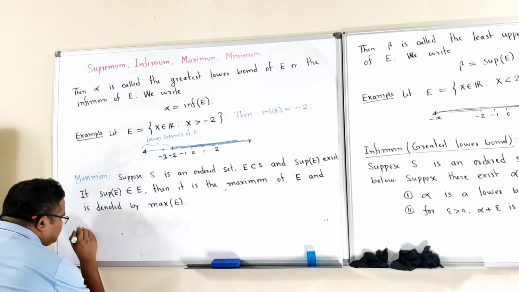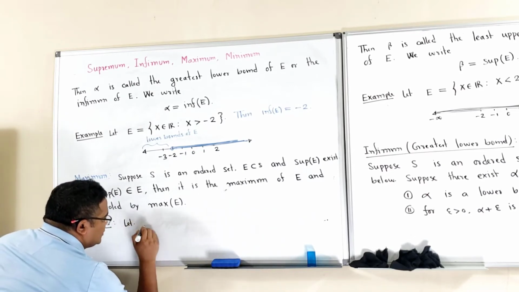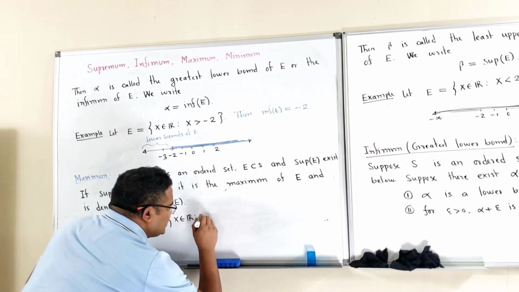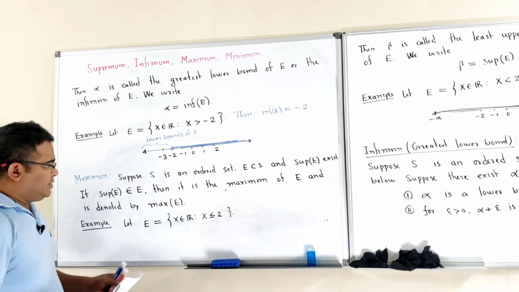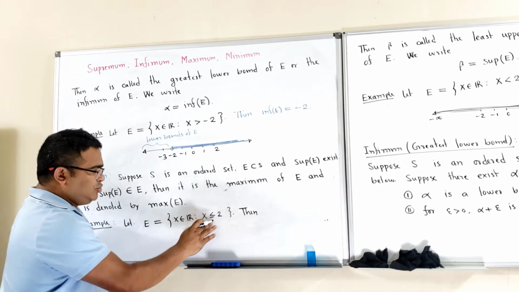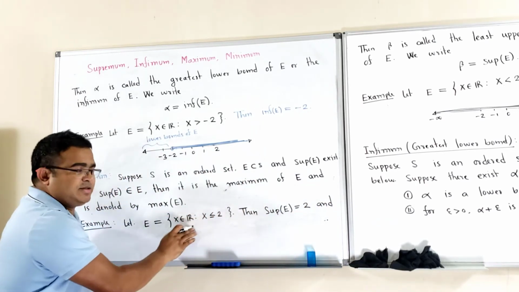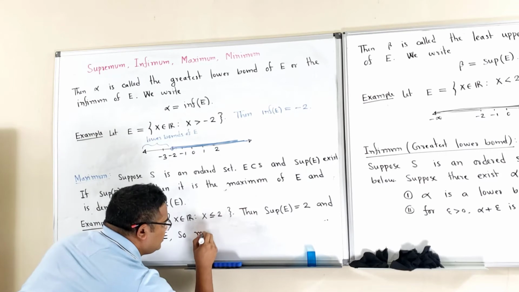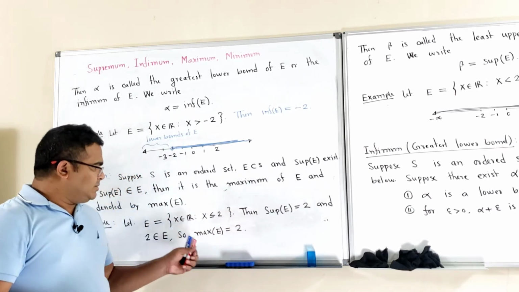For example, if we consider E equals x belongs to R such that x is less than or equal to 2, then what is the supremum? The supremum of this set E is 2, and this 2 belongs to E. So the maximum of the set E is 2.